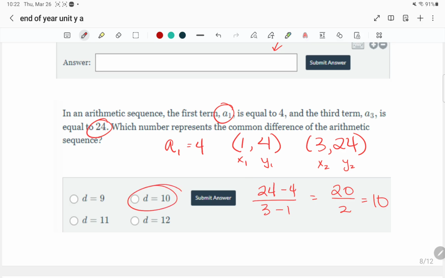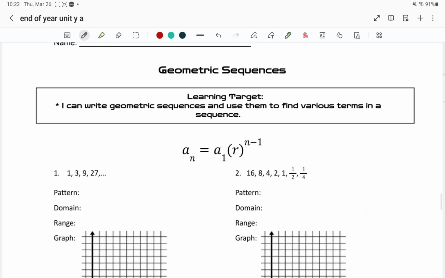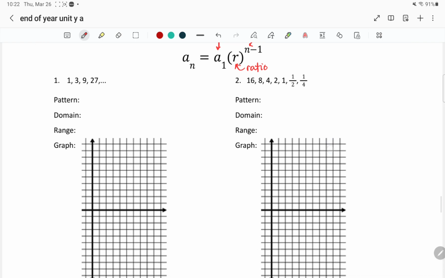Okay, that's arithmetic sequences. Let's look at geometric. This should look a lot like exponential functions because it is. Again, the letters are different. This is still my first term. R stands for ratio, still your growth and decay factor. And N is still your number or your term. Okay, so I just want to show that these are exponential.